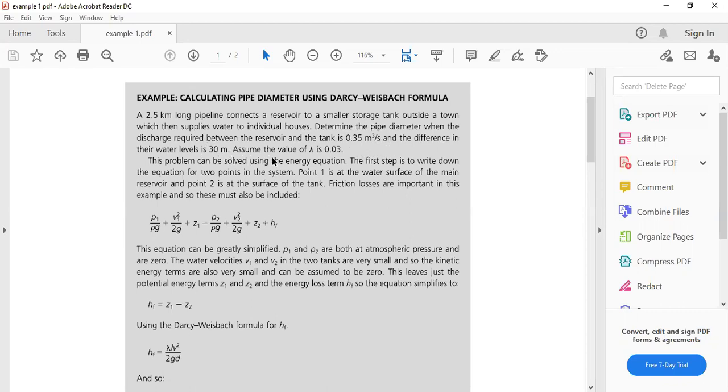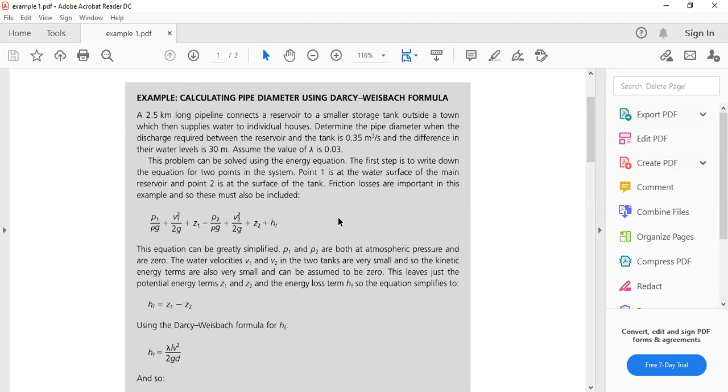Okay, and we are assuming that this factor in our equation, which we called the F, the friction factor, is 0.03.